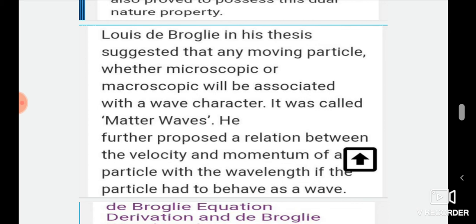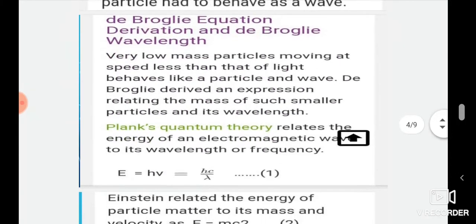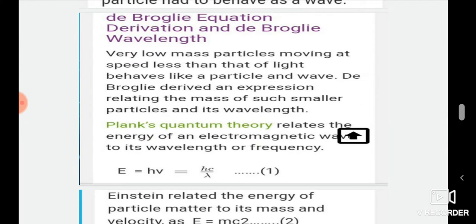He further proposed a relation between the velocity and the momentum of a particle with the wavelength, if the particle had to behave as a wave. So, first we will derive the de Broglie equation. A very low mass particle moving at a speed less than that of light behaves like a particle and wave. De Broglie derived an expression relating the mass of such smaller particles and its wavelength.